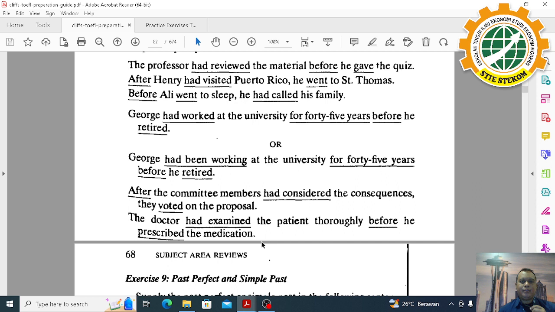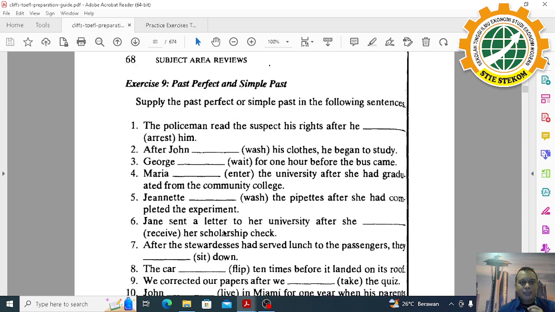Oke, and then we are going to discuss about the exercise ya. Exercise 9, okay. That's 10, okay. And then we move on, kita lanjut ya. 9 and 10. Okay, 9 and 10 ya, teman-teman.